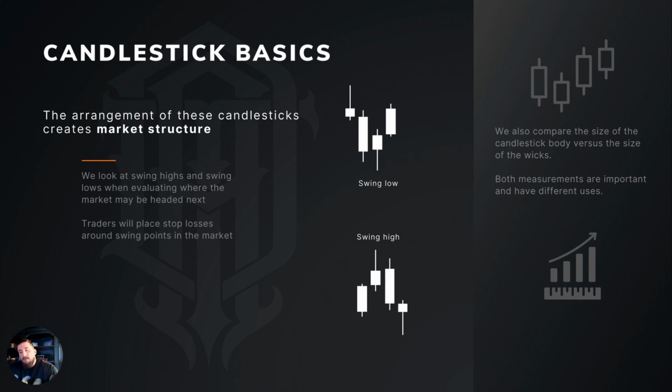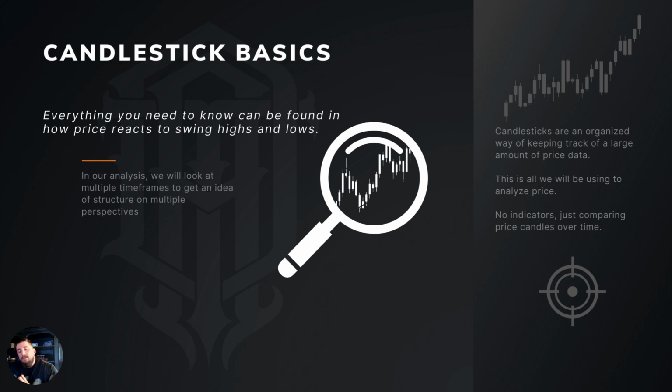We will also compare the size of candlestick bodies versus the size of the wicks. Both measurements are important and they will have different uses, as you'll see. Everything you need to know can be found in how price reacts to swing highs and swing lows. So in our analysis, we will look at multiple time frames to get an idea of structure from multiple perspectives. Candlesticks are just an organized way of keeping track of a large amount of data. This is all we will be using to analyze price. No indicators, just comparing candlesticks over time.